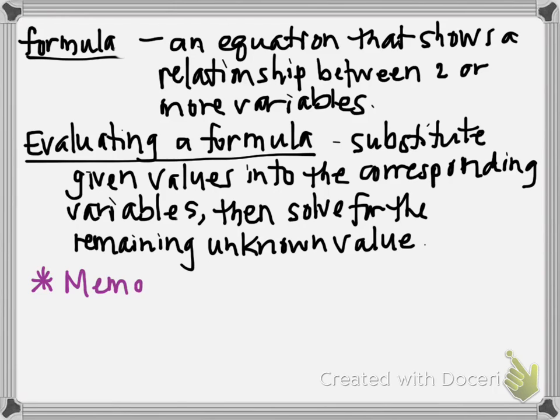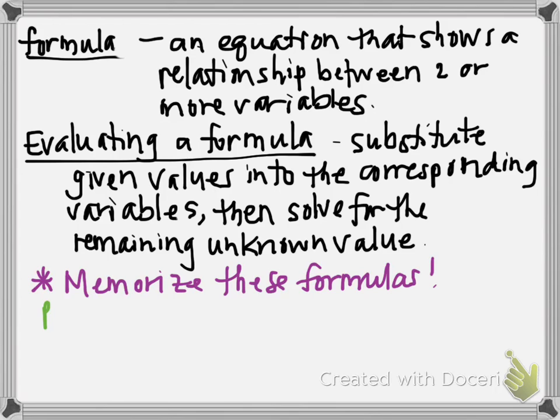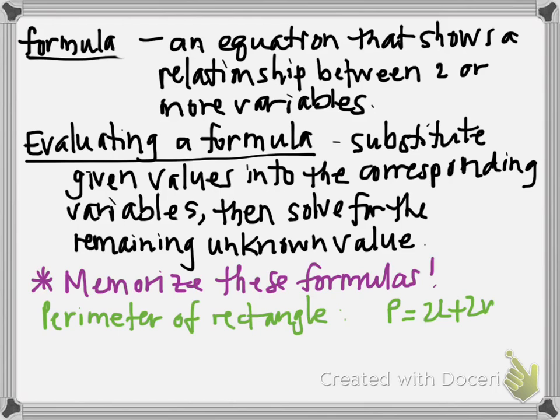Okay, so let's do a little bit of memorizing if you don't already know these. These different formulas are important to know. Perimeter of a rectangle, we talked about that one. The more formulas you know, the faster the math is going to be. And that one is P equals 2L plus 2W.